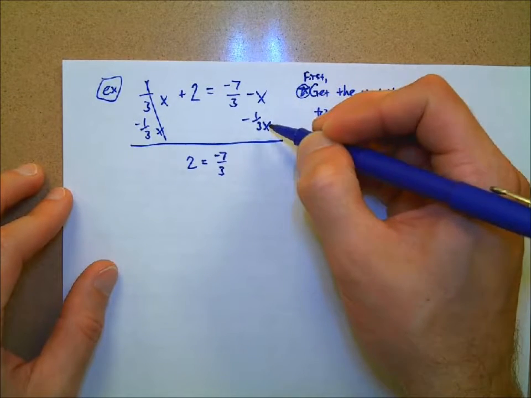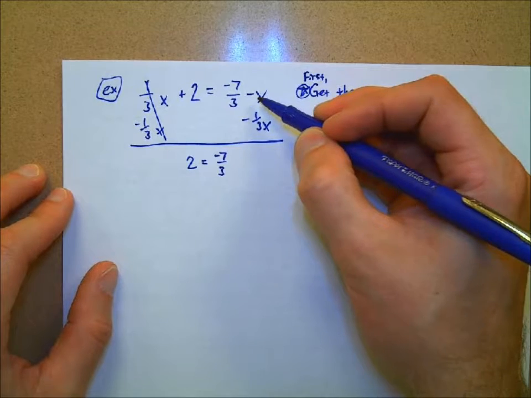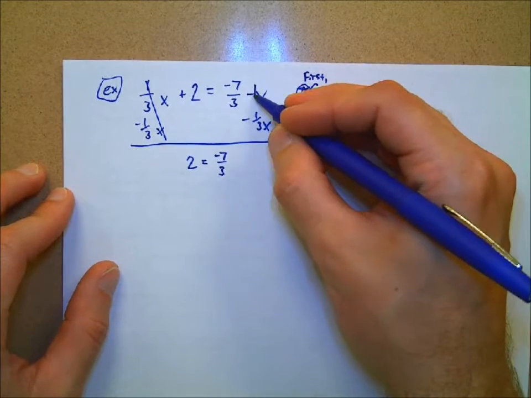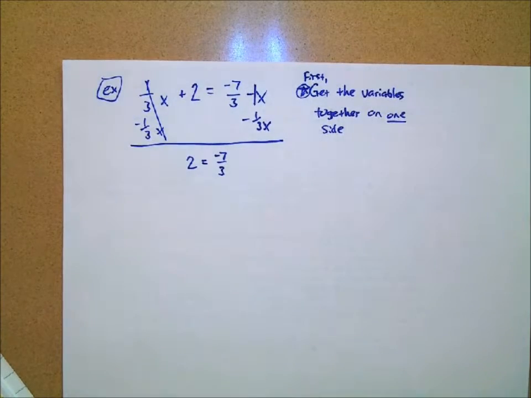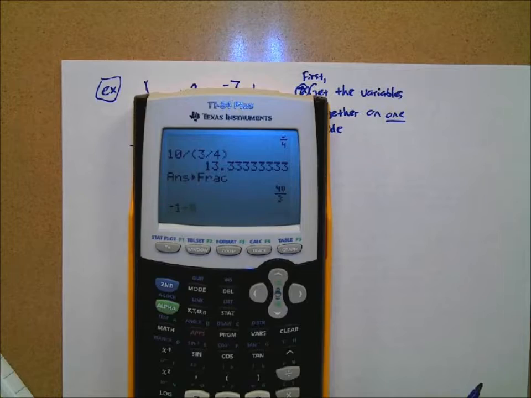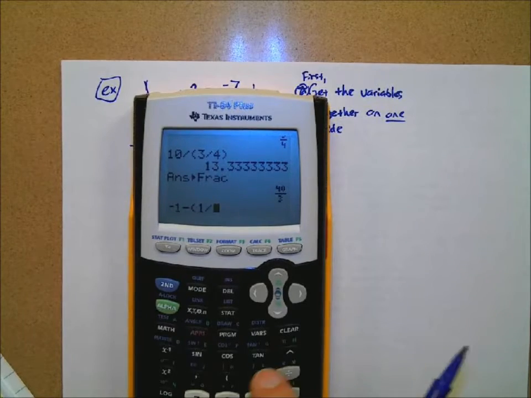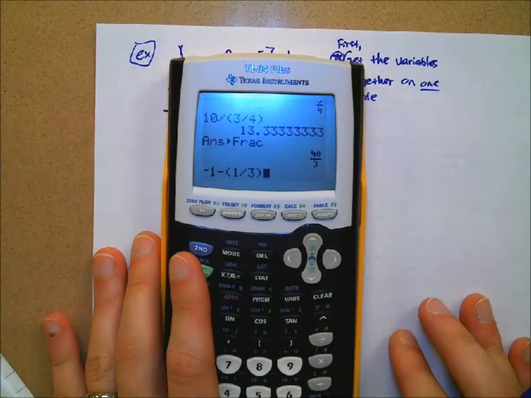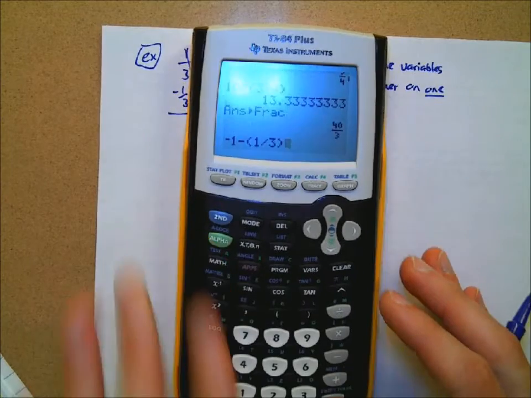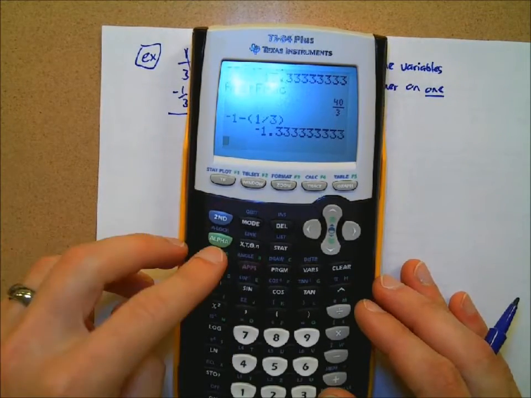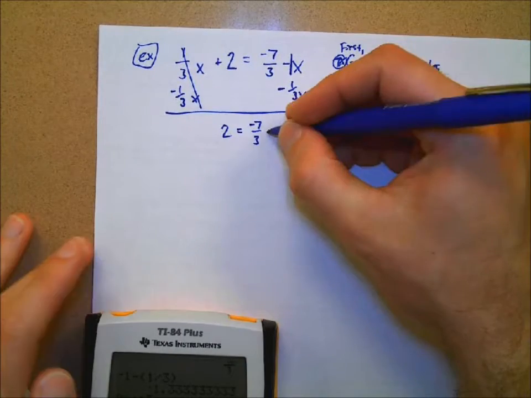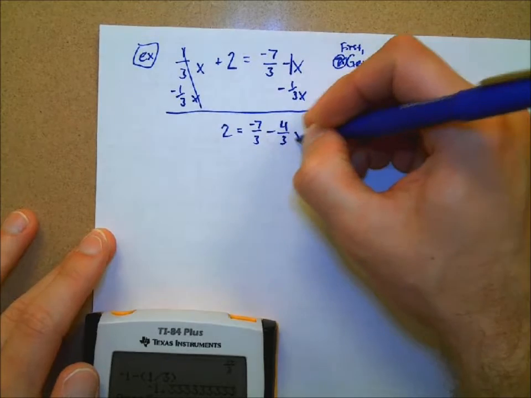What's the number that's really in front of this x right here? A 1, right. So it's really negative 1x minus 1/3. So in my calculator, I'll type in negative 1 minus 1/3. Hit enter. You get negative 1.33333 repeating, which is negative 4/3. So minus 4 over 3x, just like that.